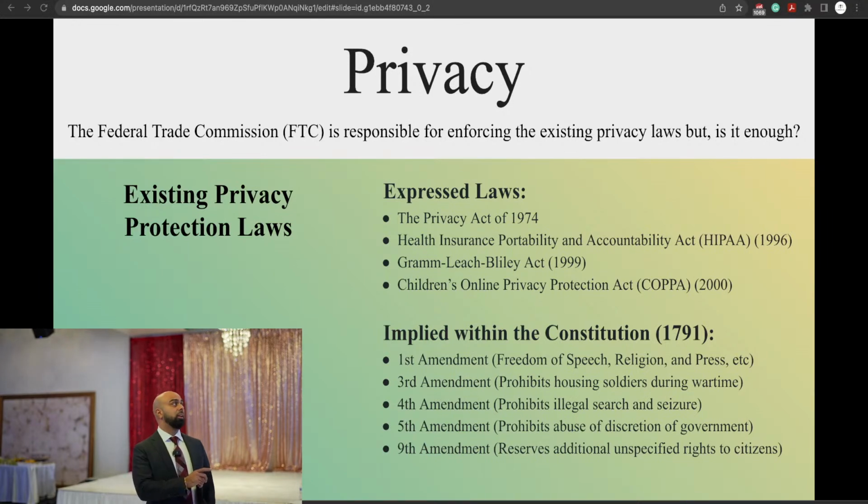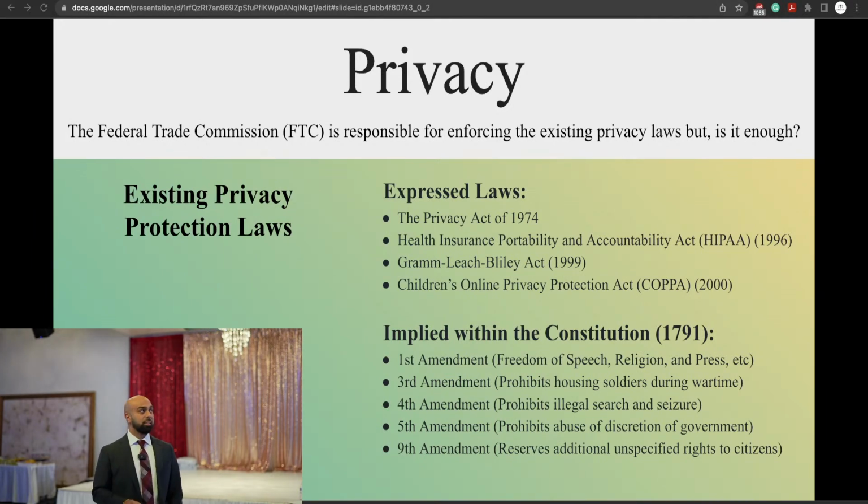Okay, so we have a few laws that are actually in place. There are expressed laws and there are implied laws within the Constitution, and there are other types of laws like common law that are actually in place to protect you. But express laws, there are 4 major ones: the Privacy Act of 1974, the Health Insurance Portability and Accountability Act, that's the HIPAA agreement that we all sign if we're going to the doctor or the hospital or whatever the case may be, the Gramm-Leach-Bliley Act, and the Children's Online Privacy Protection Act.